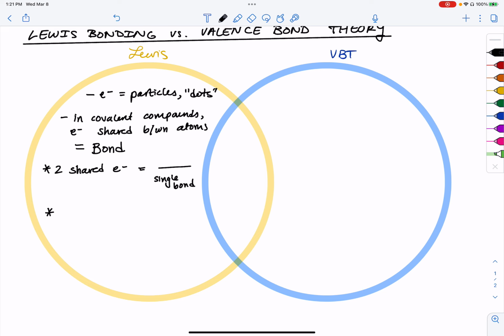If our atoms have four shared electrons between them, then that is a double covalent bond. And if our atoms have six shared electrons between them, then this is called a triple covalent bond.